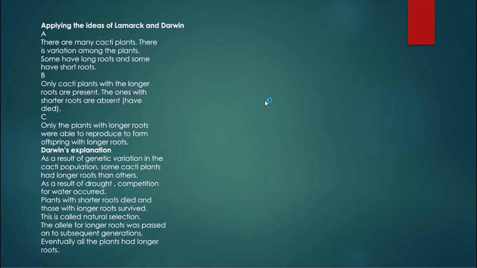Now, if they give you a scenario here, you have to apply the ideas of Lamarck and Darwin. They say that there are many cacti plants. There is variation among the plants. Some have long roots and some have short roots. Only cacti plants with longer roots are present. At B, the ones with shorter roots are absent or they have died. Only the plants with longer roots were able to reproduce to form offspring with longer roots.